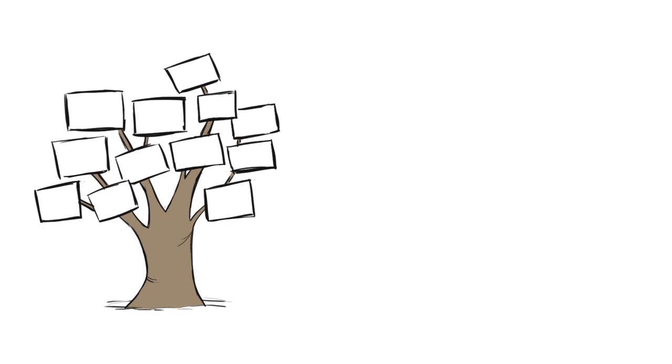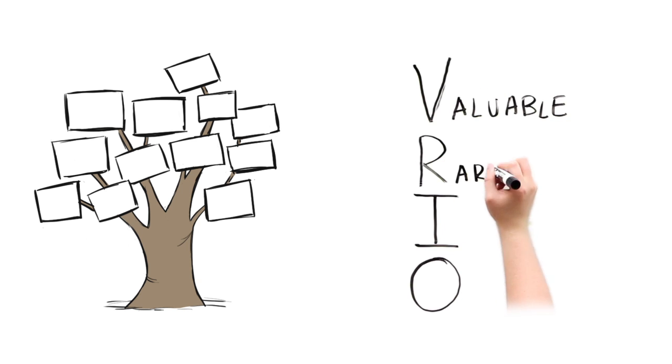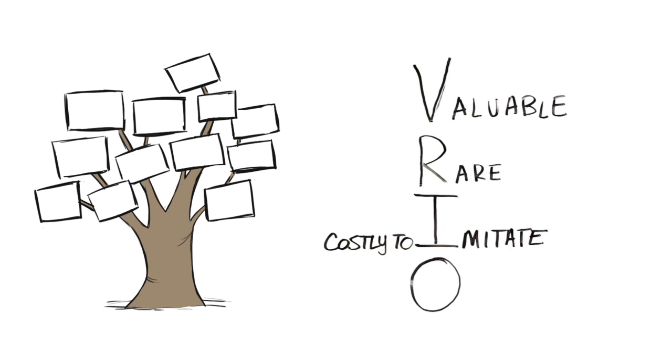Well, let me walk you through what we call the VRIO decision tree, a tool that is useful for assessing whether a resource or capability is likely to create a competitive advantage. VRIO stands for valuable, rare, costly to imitate, and organized to capture value.